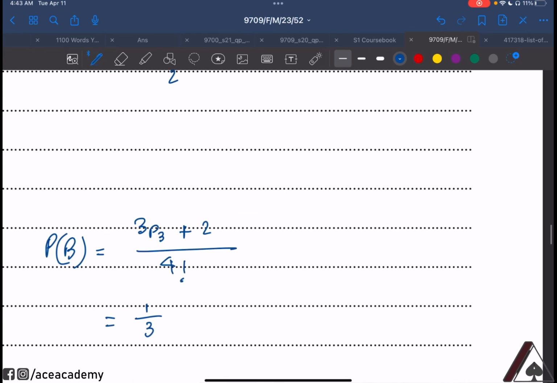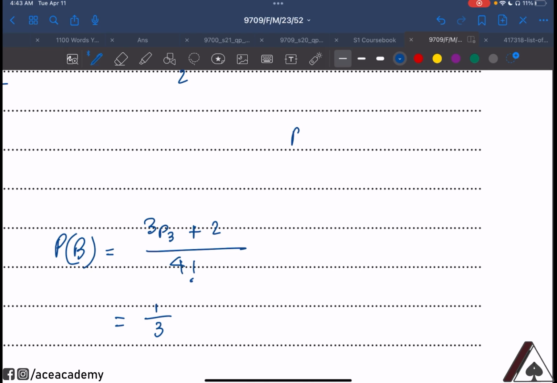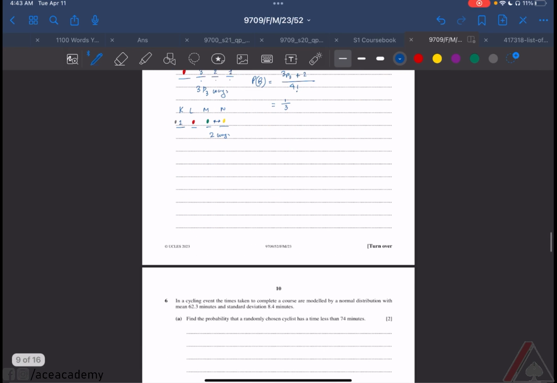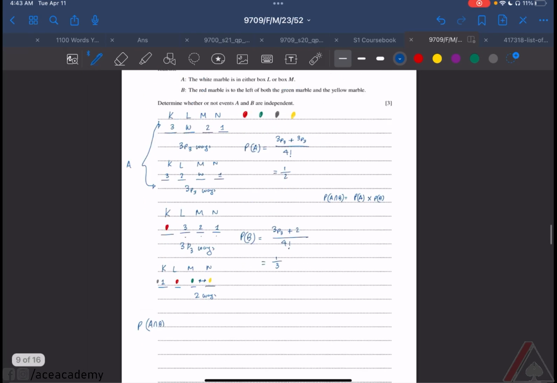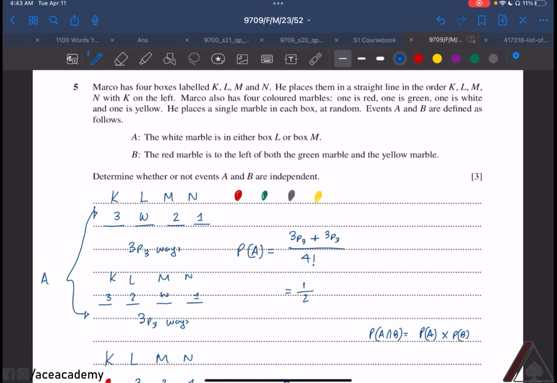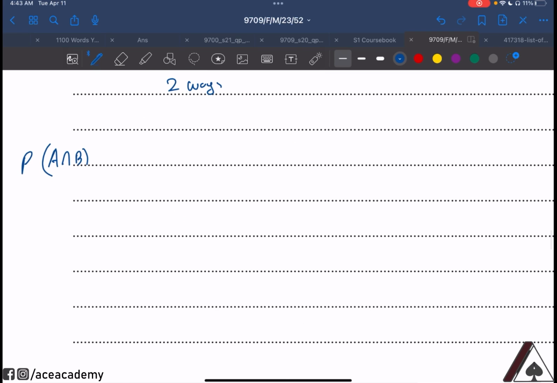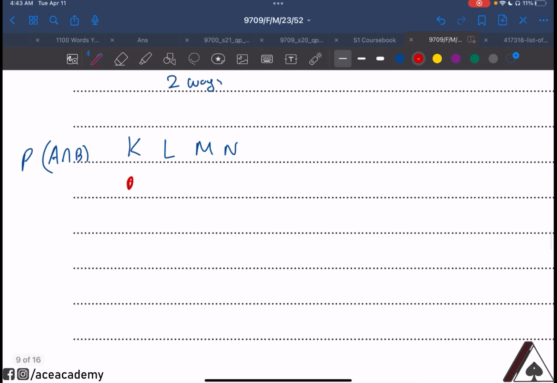Alright, and we have learned that in order to be independent, probability of A intersection B equals probability of A into probability of B. Now we have to find probability of A intersection B. And for that, the condition will be that the white marble will be in either L or M and the red marble will be to the left. Alright. K, L, M, N. And it will be in K, let's assume that.